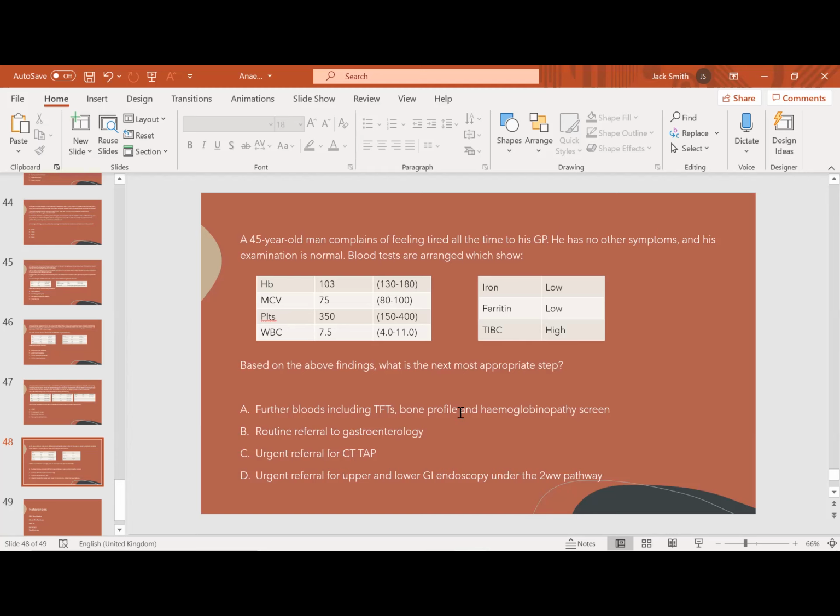Referring for a CT TAP, although you're appreciating the urgency of the situation, it's not going to necessarily yield the information that we want. We need to visualize the bowel in order to look for a GI cause, which is the most urgent thing to rule out. If that was normal, then we can think about doing some more of these. We might do them on the same day, actually, but we certainly wouldn't do this without doing this. So that is why D is the right answer for the final question.